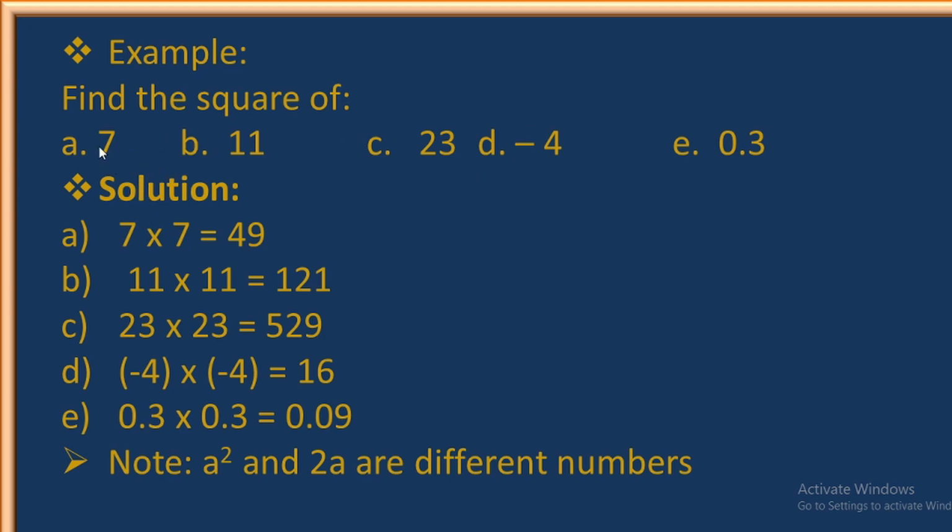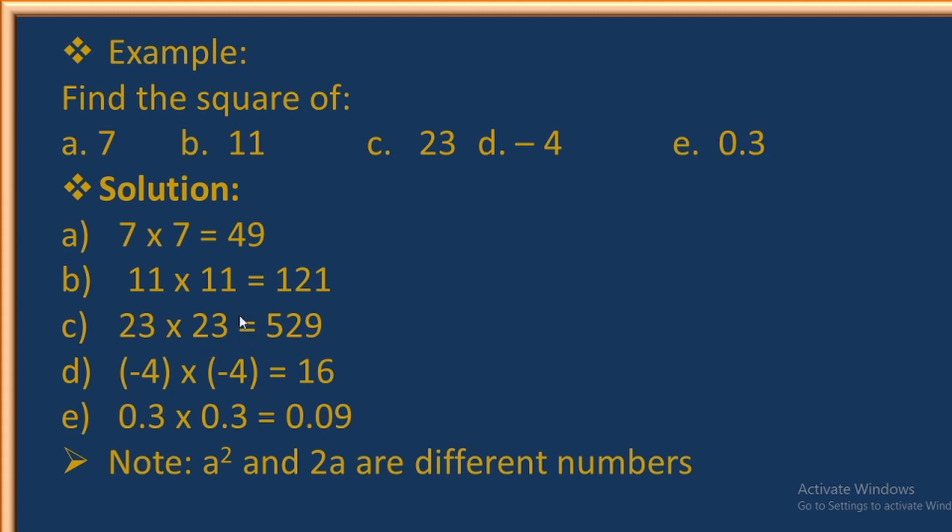The square of 7 means 7 times 7, which is 49. The square of 11 means 11 times 11, which is 121. 23 times 23 is the square of 23, which is equivalent to 529.